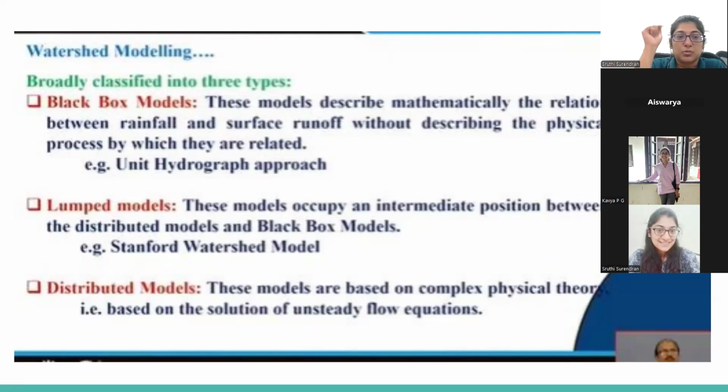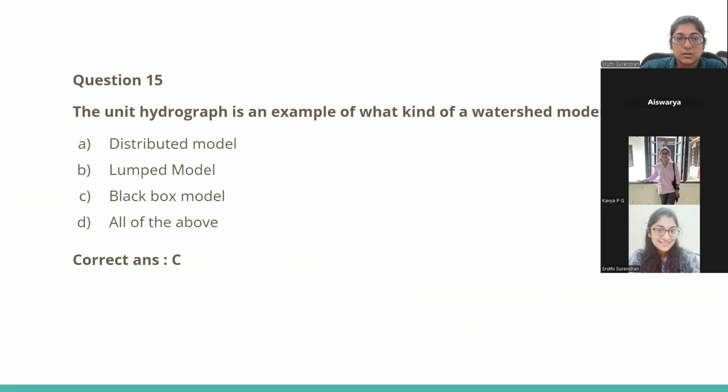So unit hydrograph comes under black box model. Stanford watershed model comes under lumped model. Any model that is based on flow equations is a distributed model. So here the question was, what category does a unit hydrograph fall under? It comes under the black box model, which is option C.